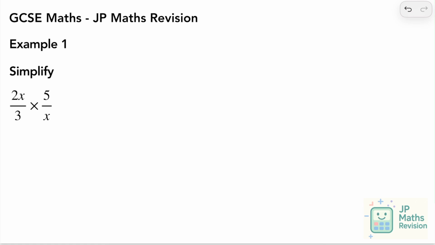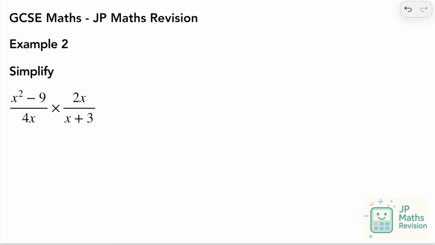So here's an example. We have 2x over 3 times 5 over x. Again, we're going to multiply across. So 2x times 5, that's 10x, and 3 times x, that's 3x. And if we try and simplify this, we notice there's an x on the top and an x on the bottom. So I'm left with 10 over 3.